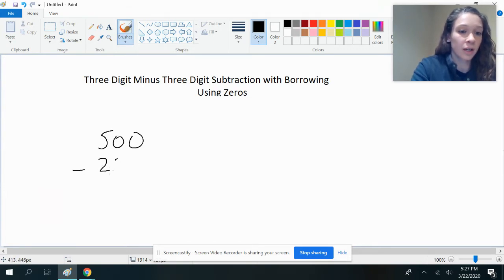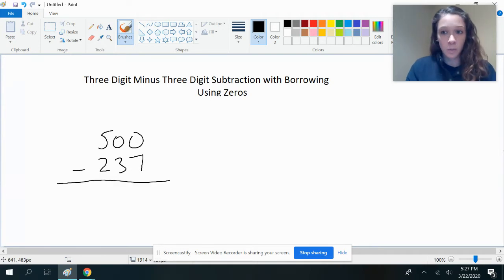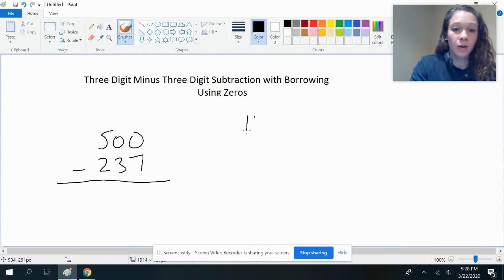Okay, so our first example that we're going to do is 500 minus 237. Okay, so as always, we start with the ones place, 0 minus 7. So let's put up 0 fingers. Okay, let's take away 7. You can't do that. So I will need to borrow, and I'll have to draw out my hundreds, tens, and ones chart.